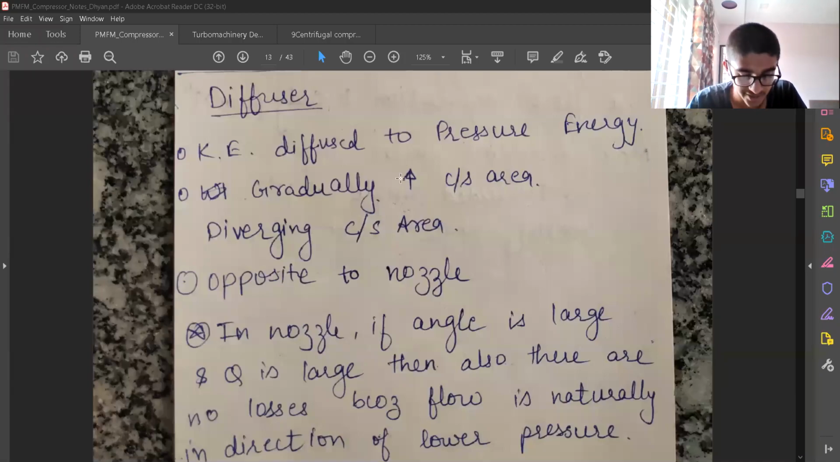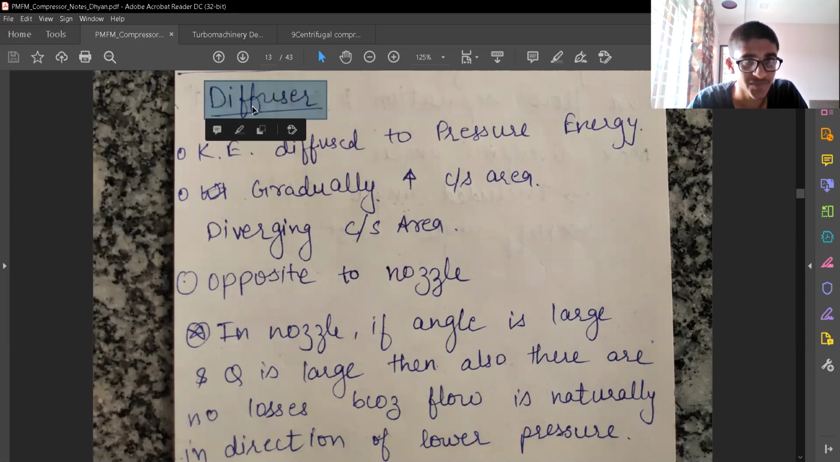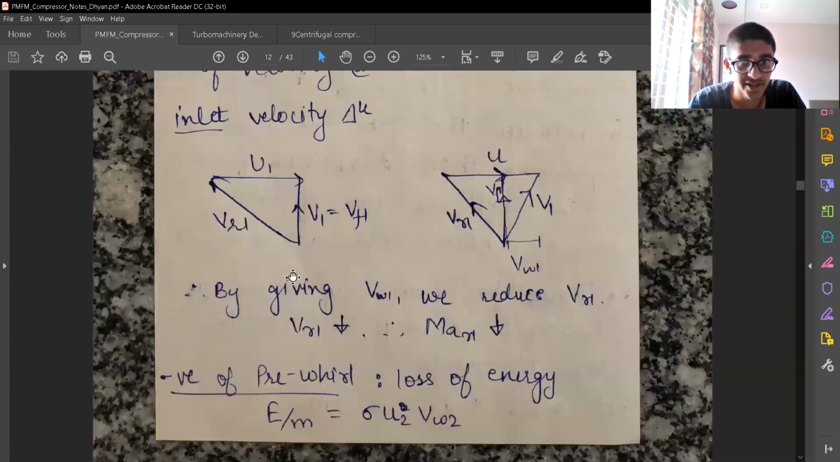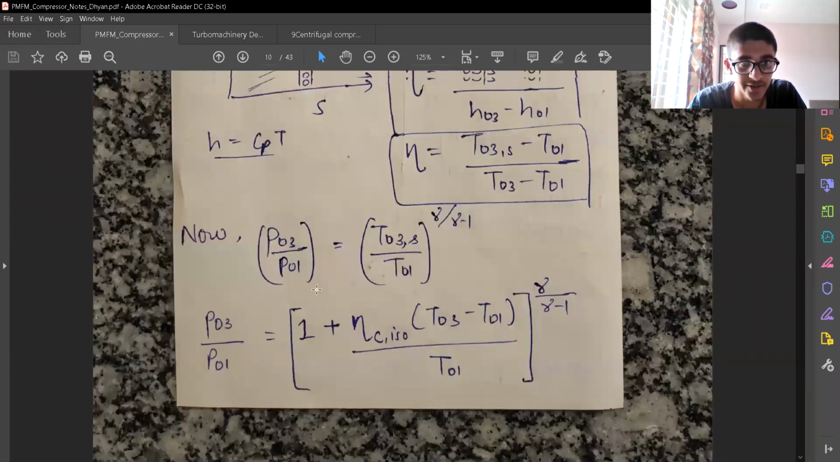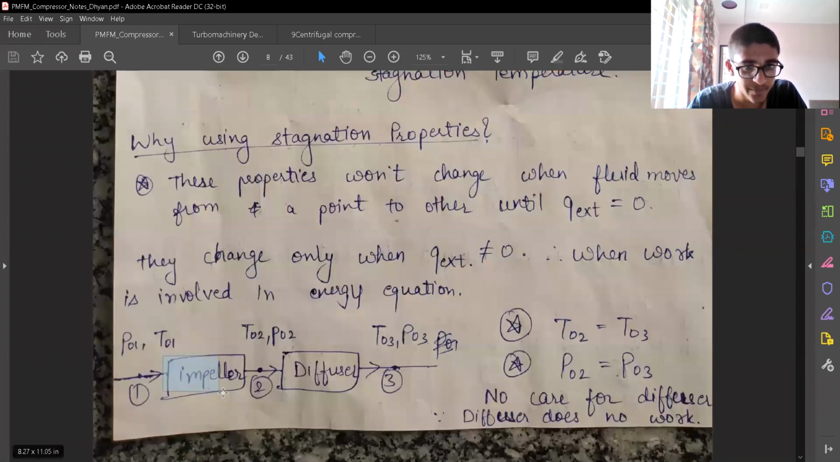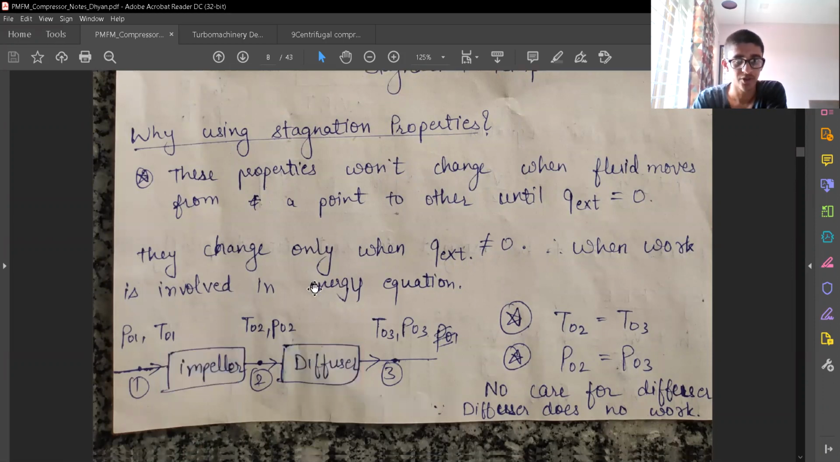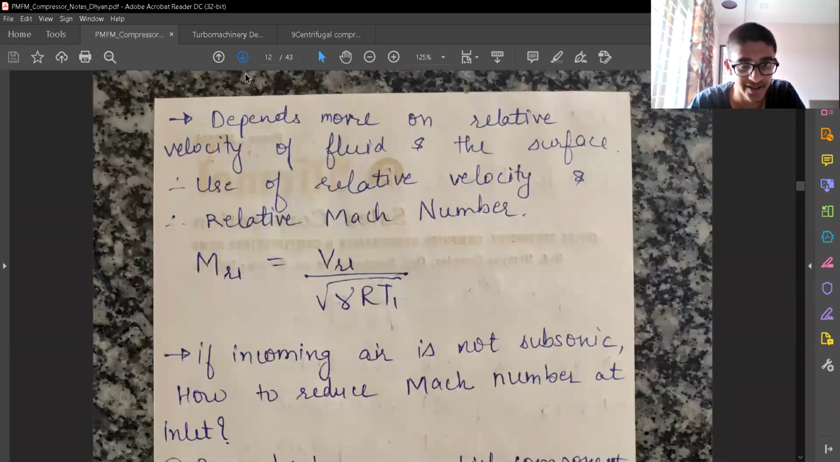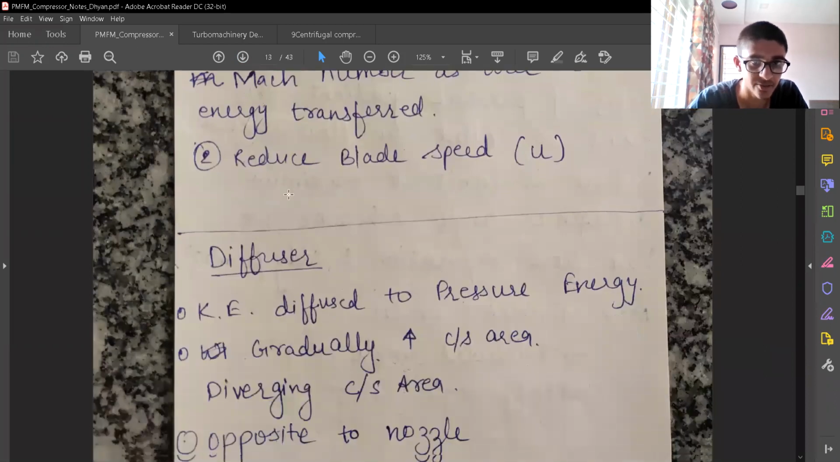So now we have seen whatever energy transfers were taking place. Now coming to another part of the fluid machine related to the compressor, the diffuser. We have seen earlier, where is the diffuser in our machine? After the impeller blades, we have the diffuser. What's the purpose of the diffuser and how is it going to help us, we'll be seeing over here.